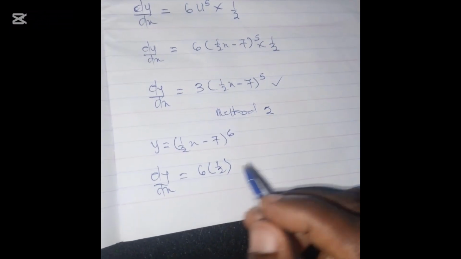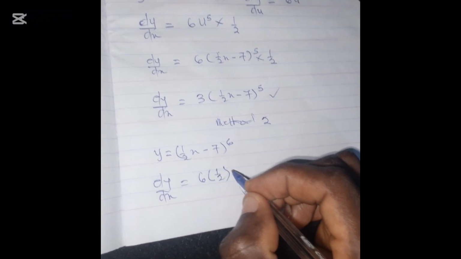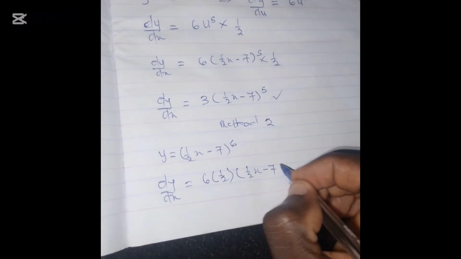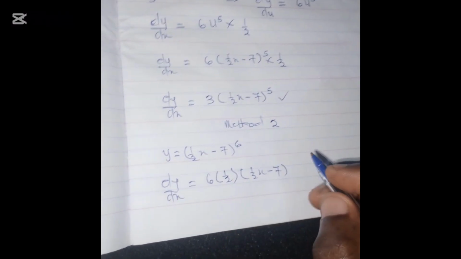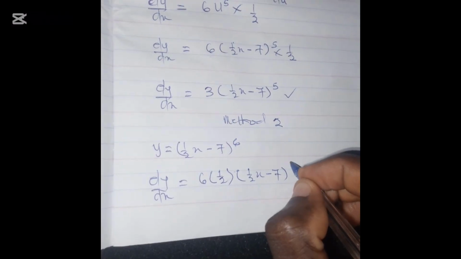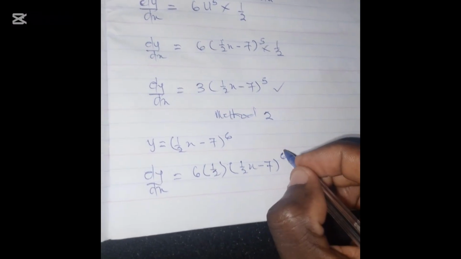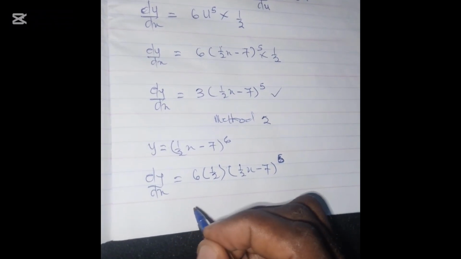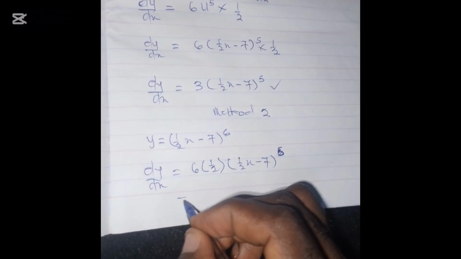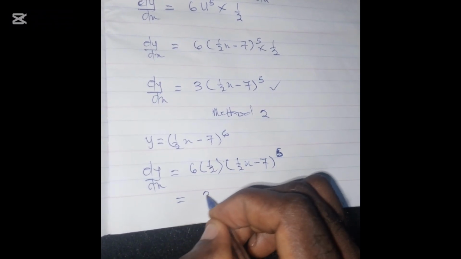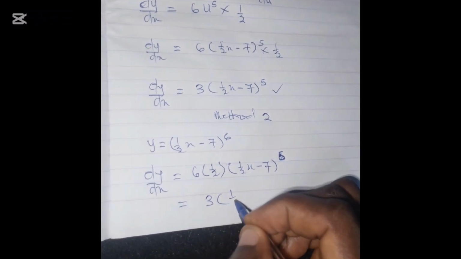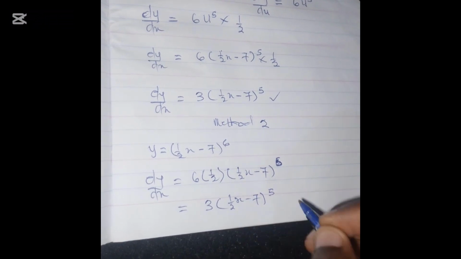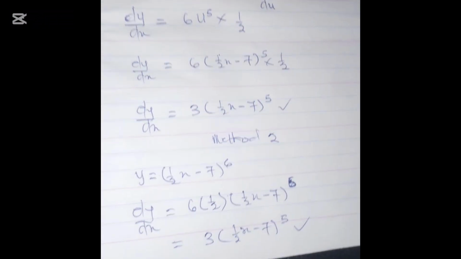After differentiating what is inside, you don't get rid of it. You keep it. So I'll write it again: 1 over 2x minus 7. And then I'll subtract 1 from the exponent. That will give me 5. Now, from here, half times 6 is 3. So we have 3 multiplying half x minus 7 all raised to the power 5. And your differential is done.